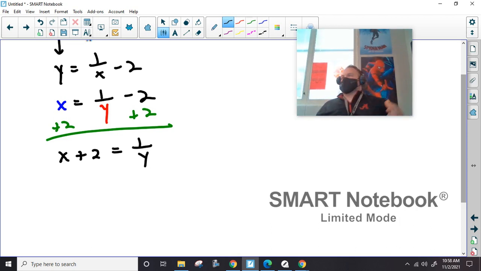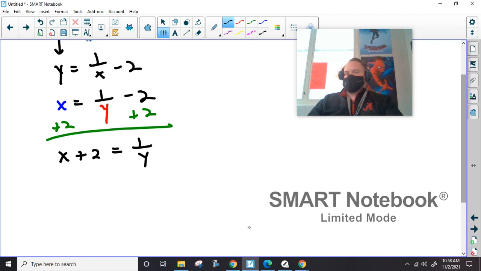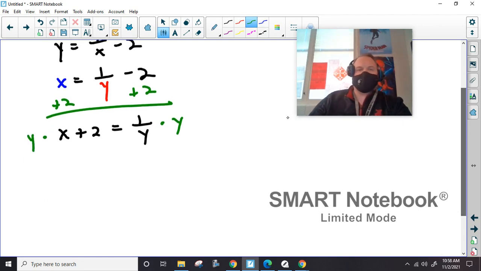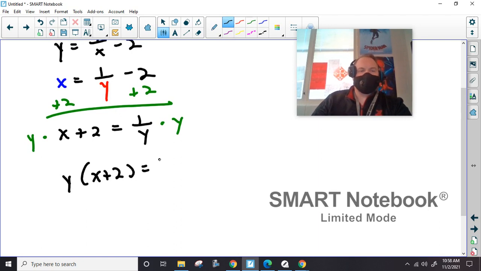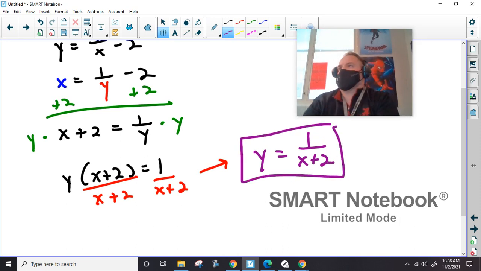Now, a couple of ways you could do this one. We had something like this in class yesterday where we had to actually multiply both sides by Y. And we ended up with something like this. And then we would have to end up dividing both sides by x plus 2. So our final answer is like that.